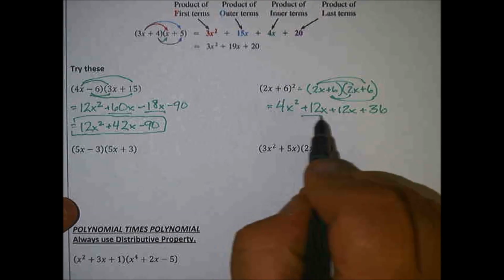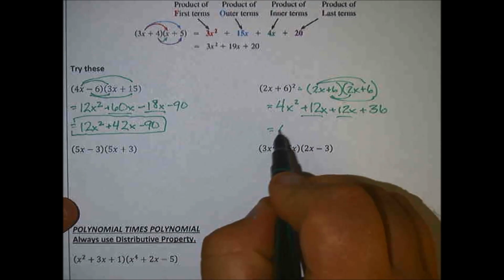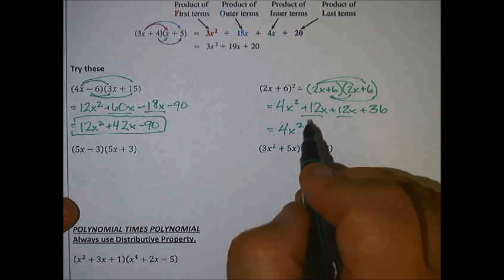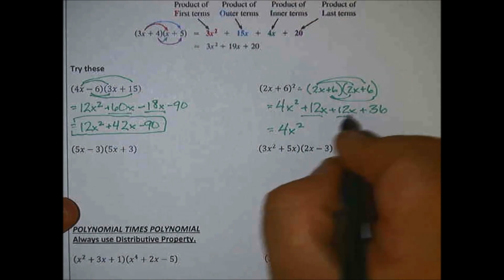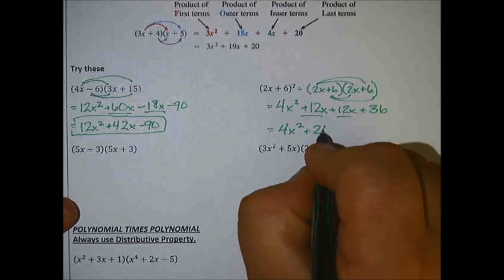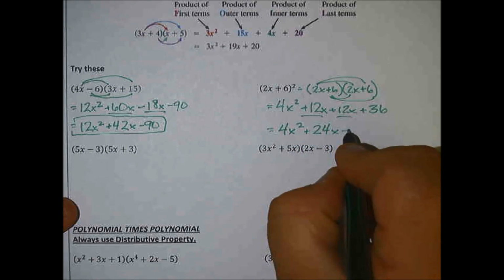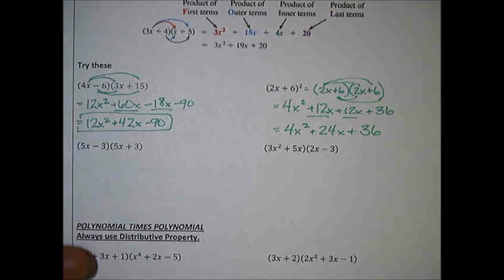Again, my like terms are in the middle. Rewrite the ones that aren't like. 12 plus 12 is 24. Those are the x terms, and a plus 36 on the end. Go ahead and pause the video and try the next two.